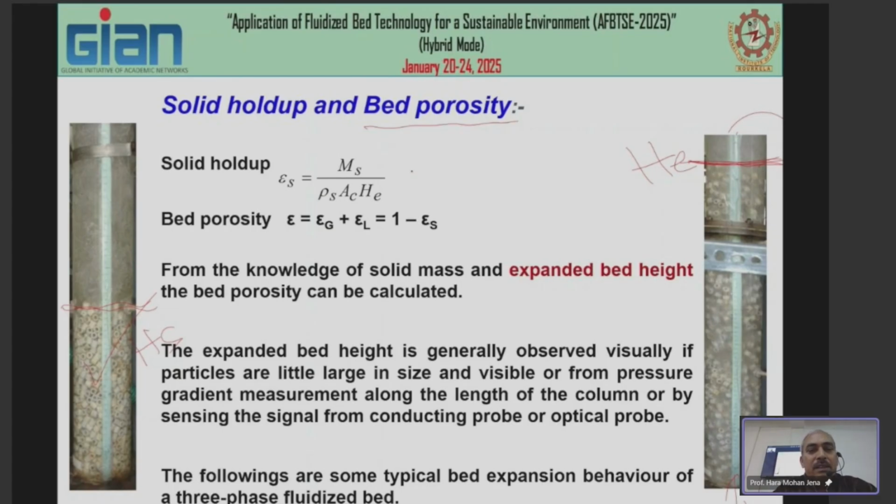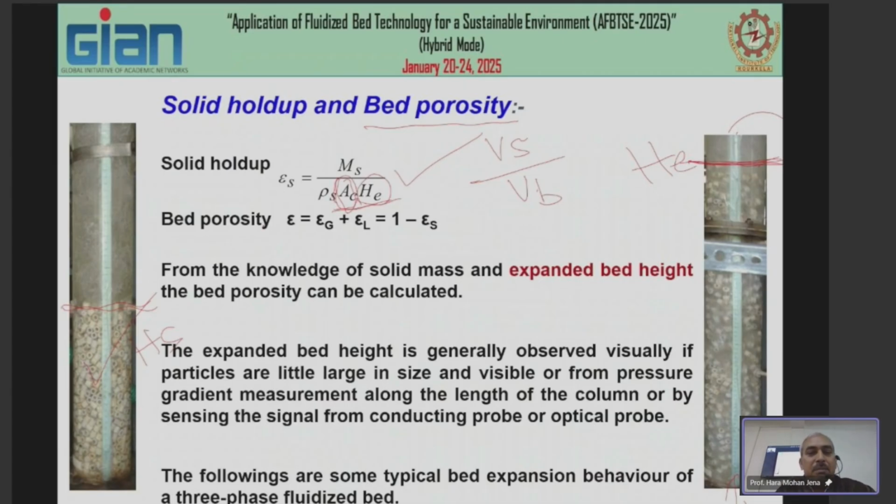The solid hold up in the bed is expressed by this. This is the mass of the solid upon the density of the solid. This is the cross-sectional area of the column, and it is the expanded bed height. So the cross-sectional area of the column multiplied by the expanded bed height is the total bed volume. Mass of solid upon density of the solid is nothing but the volume of the solid. So it is basically the volume of the solid to the volume of the bed. That is nothing but the solid fraction, the solid hold up.